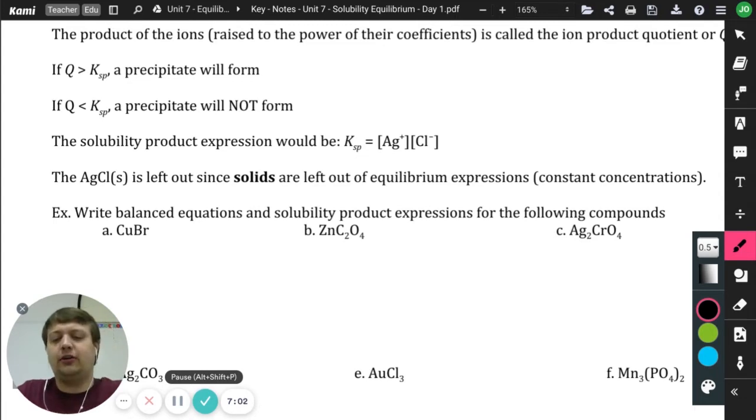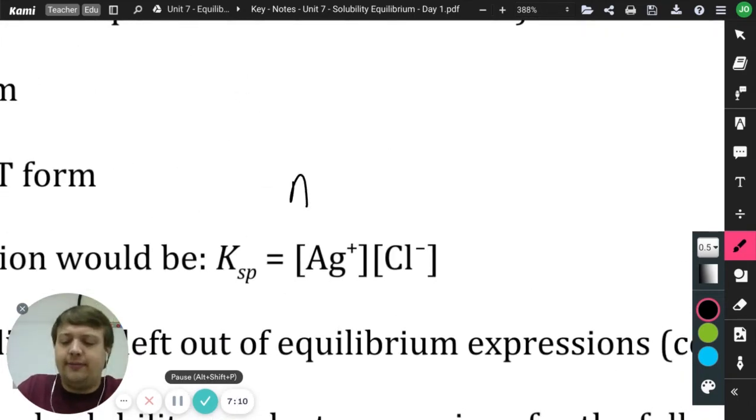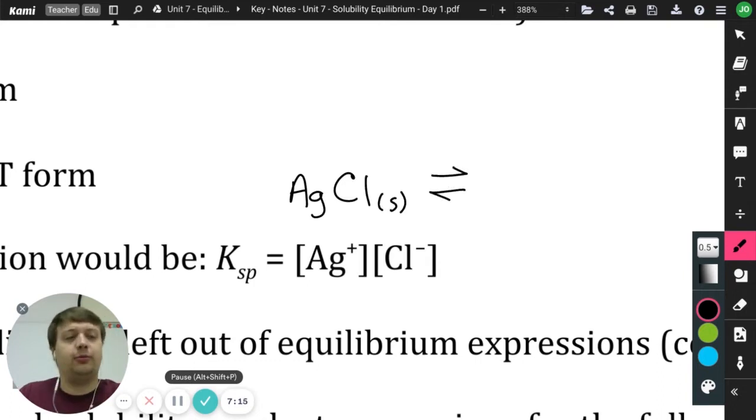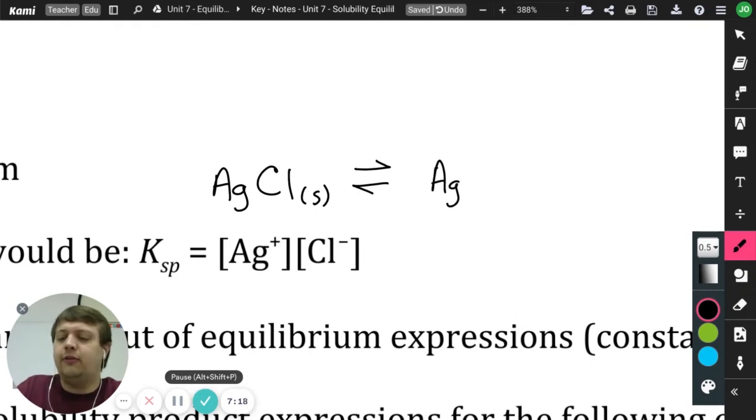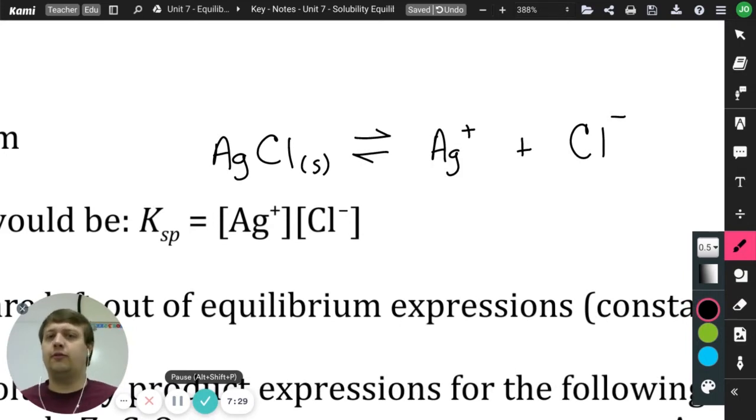So first off, the product expression for silver chloride would be this. I'm going to go ahead and rewrite the equation that we used earlier. So I have silver chloride, which we know is a solid, and this is a reversible reaction, and it will produce the silver ion and the chloride ion. Now it's basically solving for that equilibrium expression. For my KSP, we know that it is concentration of your products over concentration of your reactants.